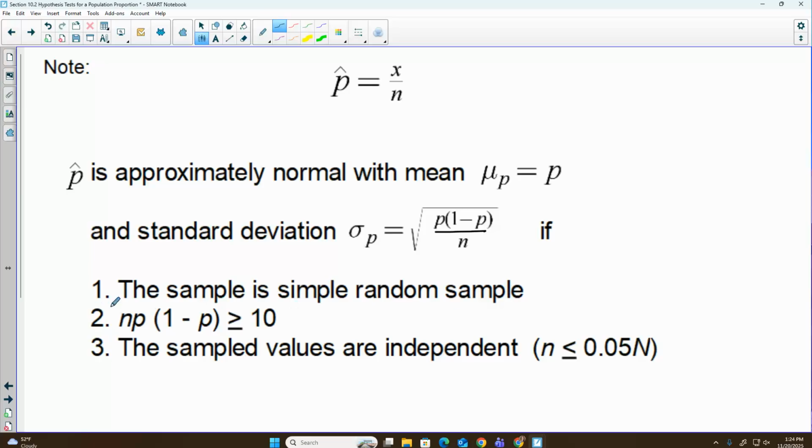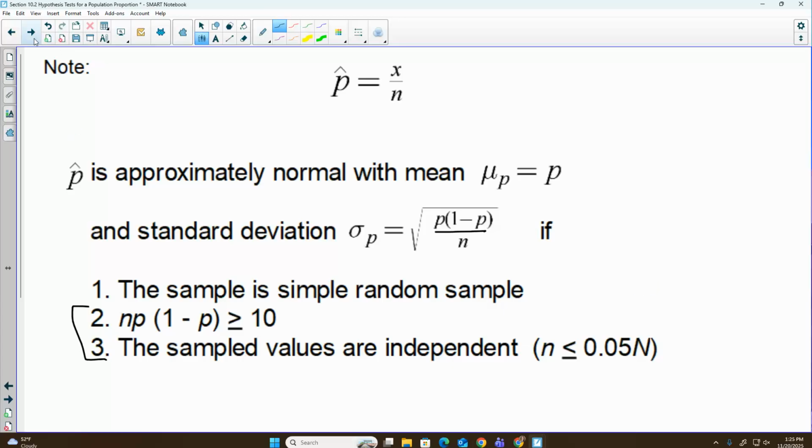The criteria, we never really did a simple random sample. That was always the case. But the criteria is the same: n times p times 1 minus p has to be greater than or equal to 10. And it has to be independent, which means the sample is less than 5% of the total population. So that's everything we've already said about p. Nothing new. Still the case.